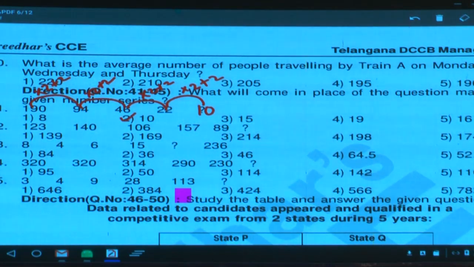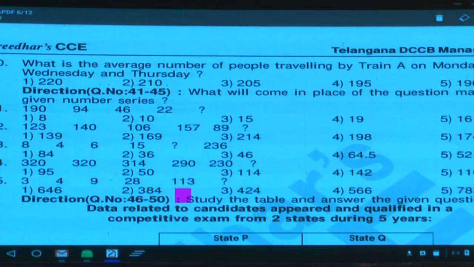Done with this? Then question number 42, 123, 140, 106, 157, 89. Earlier we had discussed this. Whenever the numbers are increasing and decreasing, we should opt for alternate series. Now, find out the alternate here, 123 and 106. What is the difference between these two? Minus 17. Next one, 106 and 89, what is the difference? Again, minus 17. Alternate numbers differ by 17.